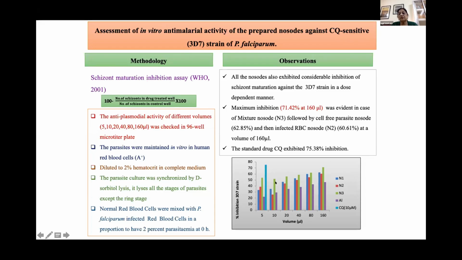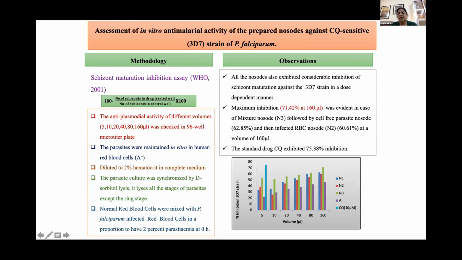inhibits the growth of the parasite, where the schizonts are not able to mature and the merozoites do not come out. So that is the kind of assay we do, where this is the formula we use: number of schizonts in the drug treated well divided by the number of schizonts in control well, times 100.